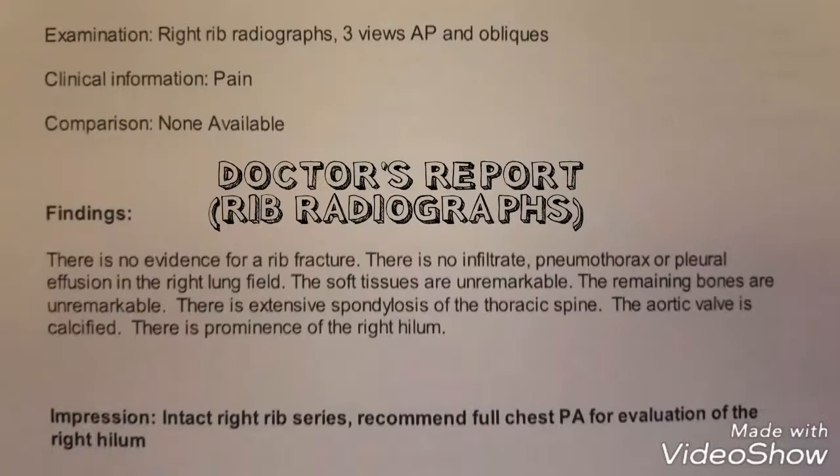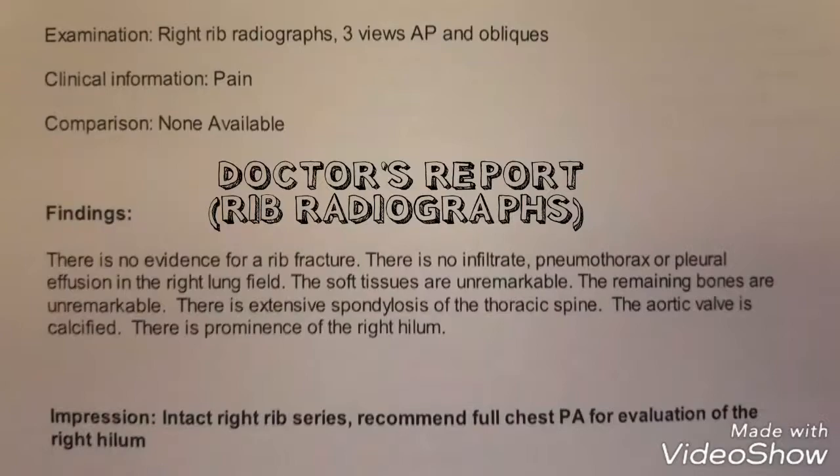This is the doctor's report for the right rib radiographs. The clinical information was pain. Comparison, none available. Findings: there is no evidence for a rib fracture. There is no infiltrates, which in this case refers to pulmonary infiltrates regarding substances denser than air, which accumulate in excess of normal within the parenchyma of the lungs. Pneumothorax, which is collapsed lung, or pleural effusion, which is a fluid between the tissues that line the lungs and the chest, in the right lung field.